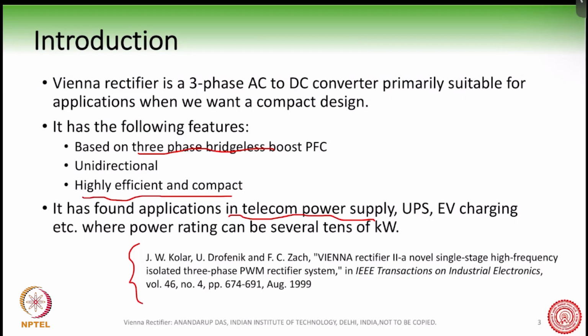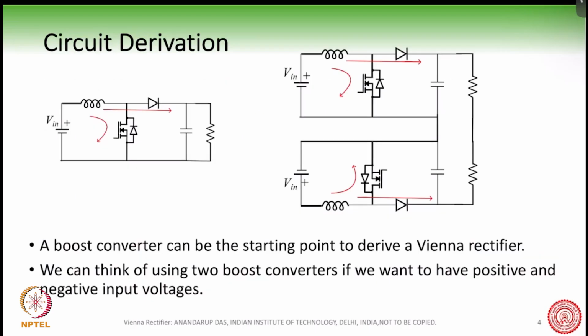So there are some prospects of this converter, and let us see how this converter functions, or how we can derive this converter. As we have said earlier, it is a boost PFC converter. Okay, so a boost converter can be a starting point to derive a Vienna rectifier. So this is a boost converter.